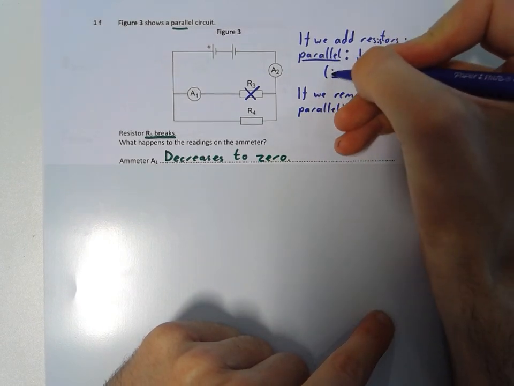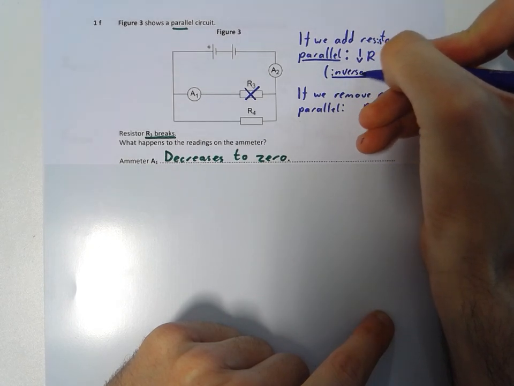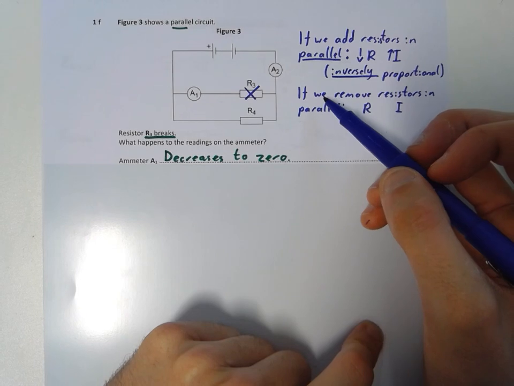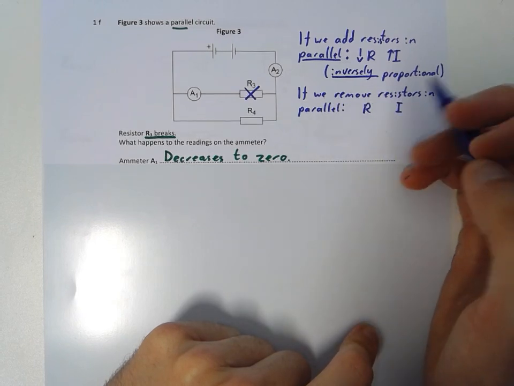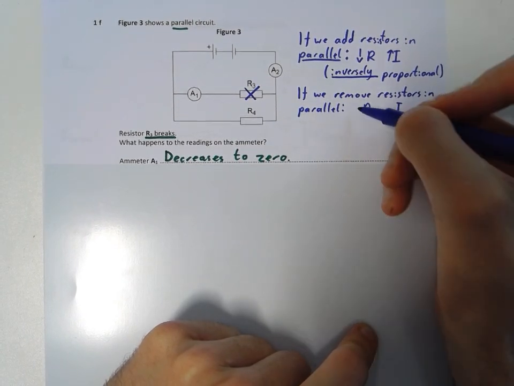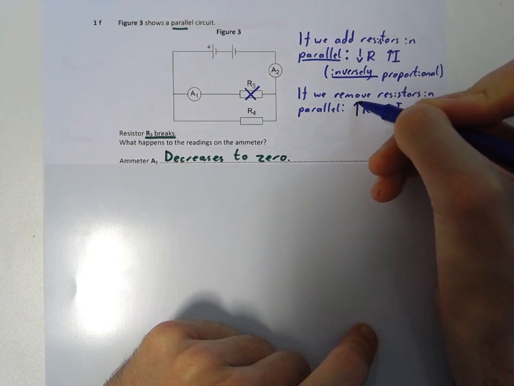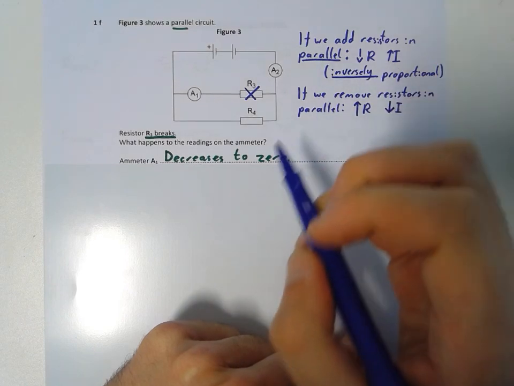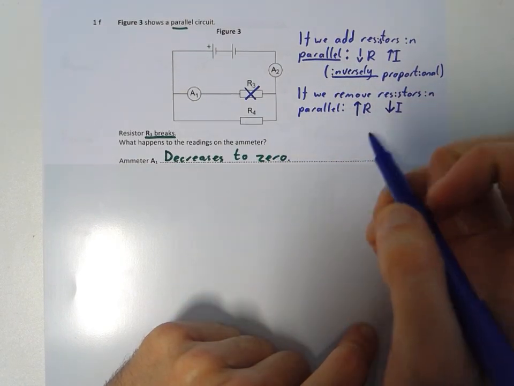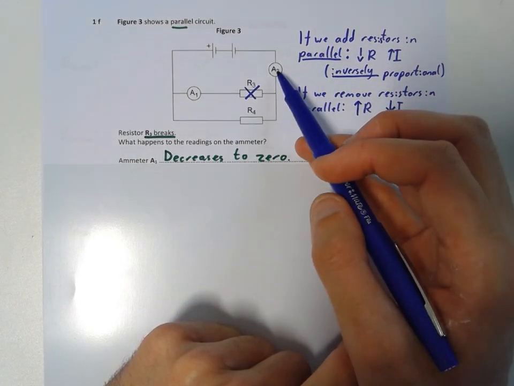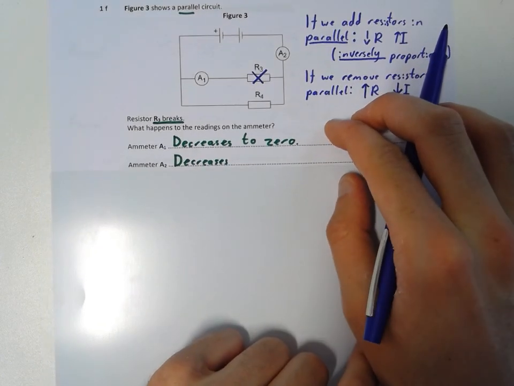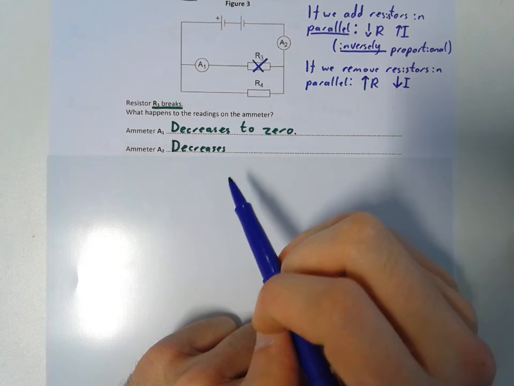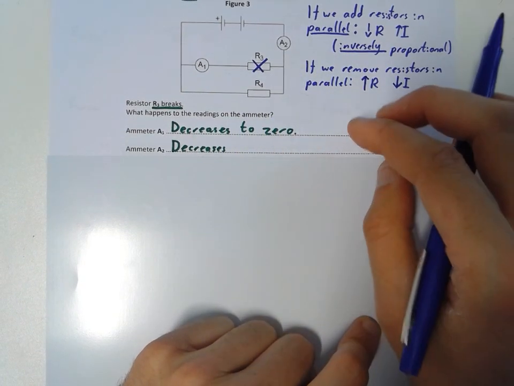Remember, we call this relationship inversely proportional. Therefore, if we remove resistors in parallel, we're going to see the opposite happen. The resistance is going to go up. Therefore, the overall current in the circuit will decrease. So, what is going to happen to A2? The ammeter reading will decrease. It won't decrease to 0. If you wrote that, you wouldn't get your mark here. It would just go down.